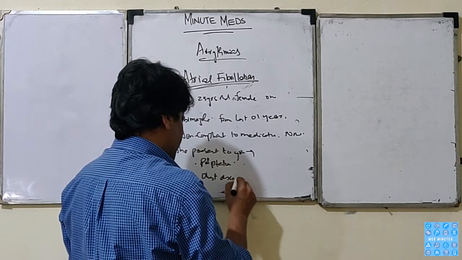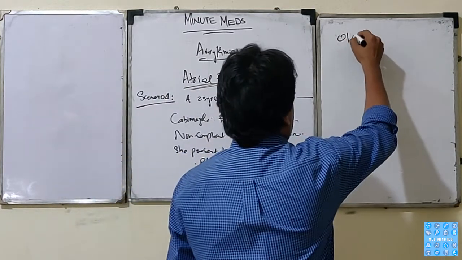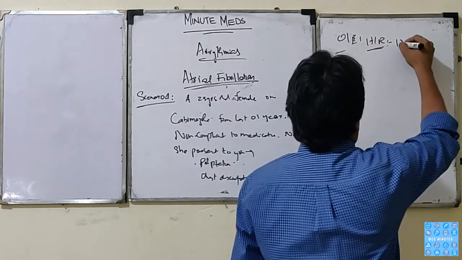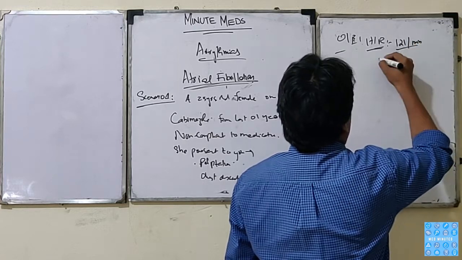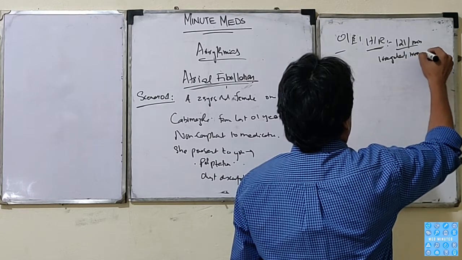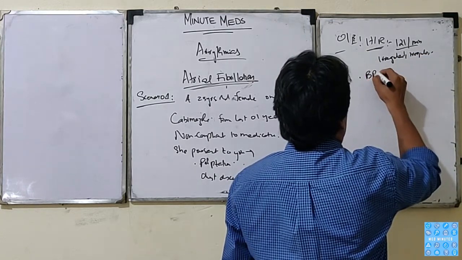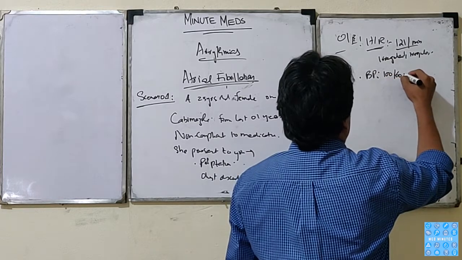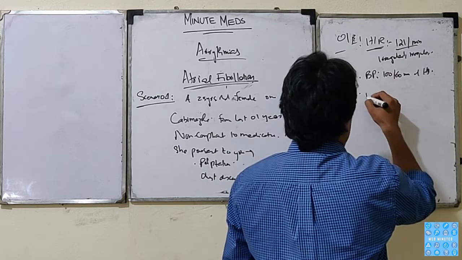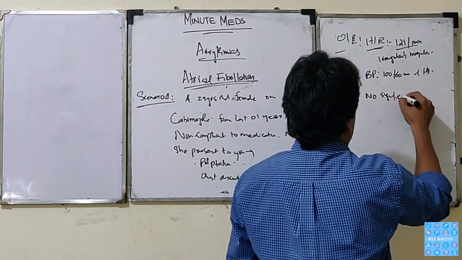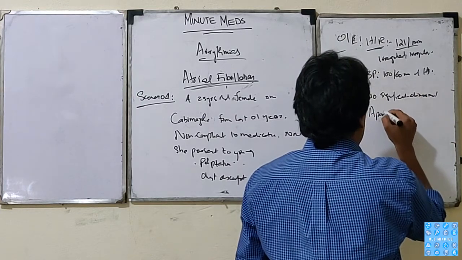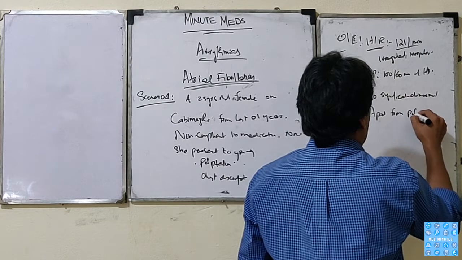chest discomfort. On examination, her pulse, or heart rate, is about 121 per minute, and it is irregular. She is maintaining a blood pressure of 100 by 60 millimeters of mercury, and there is no significant abnormality on clinical examination apart from a palpable thyroid.